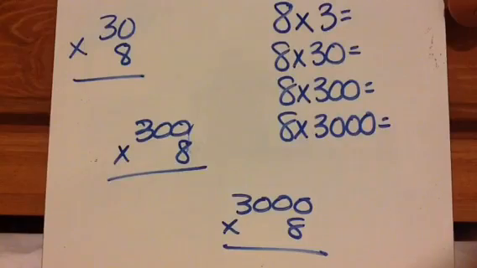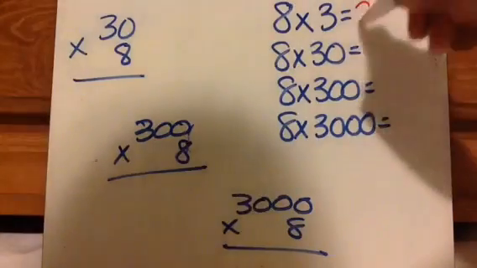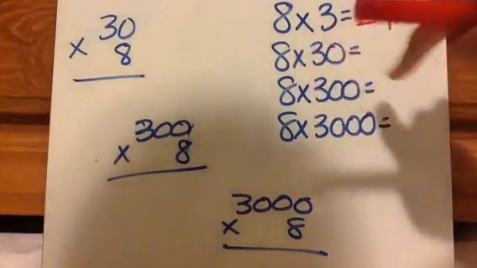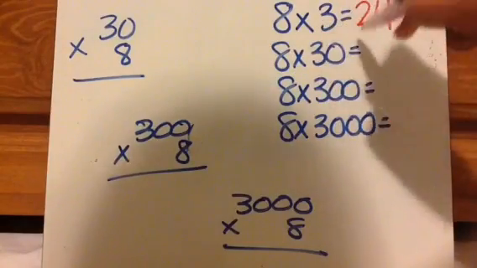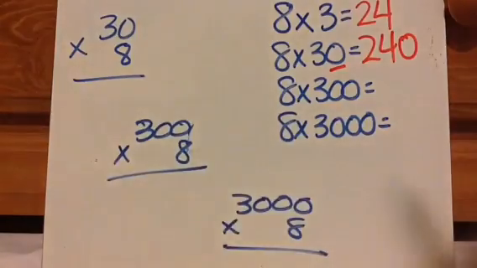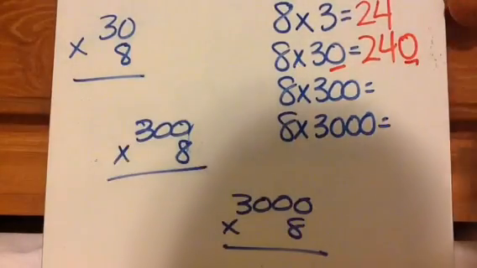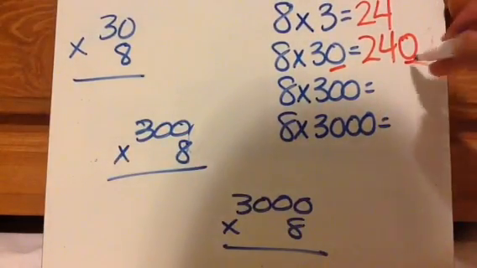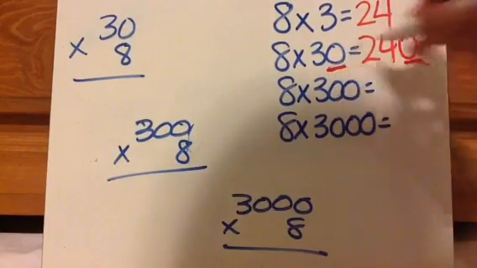So let's look at another one. 8 times 3 is 24. So when you get 8 times 30, just think 8 times 3 is 24. There is 1 zero in my question, so there's going to be 1 zero in my answer. I always encourage my scholars to underline however many zeros here and here.